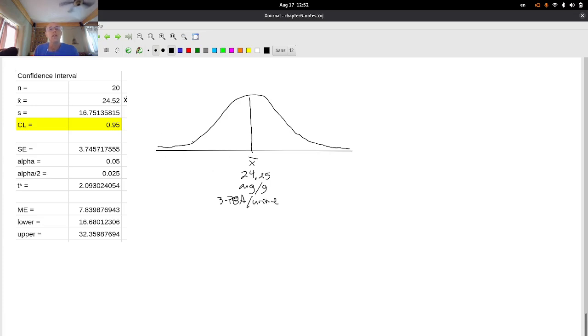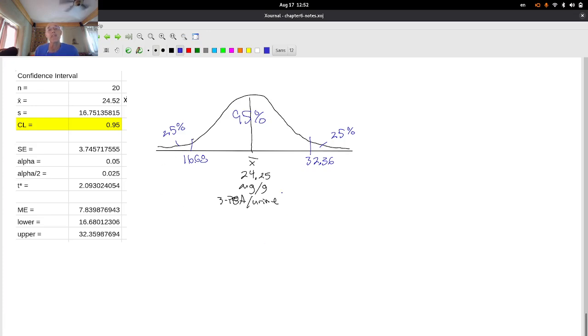And I'm finding the lower estimate and the upper estimate for my 95% confidence interval. And so that's going to leave 2.5% in each tail here. And the values that cut off that lower part are about 16, let's go 2 decimal places, 0.68, and the upper is 32.36.